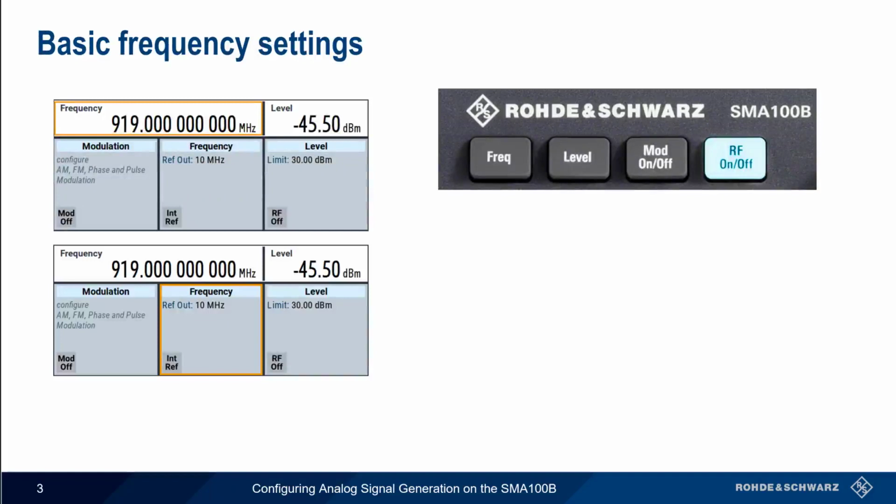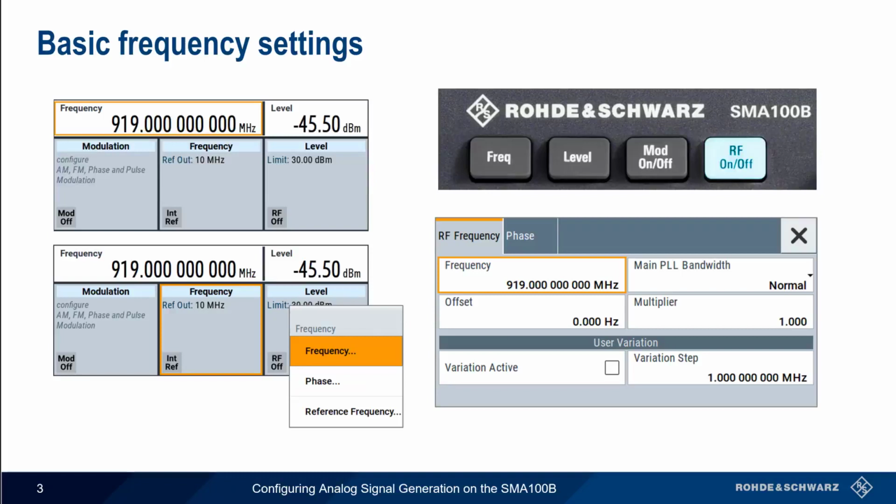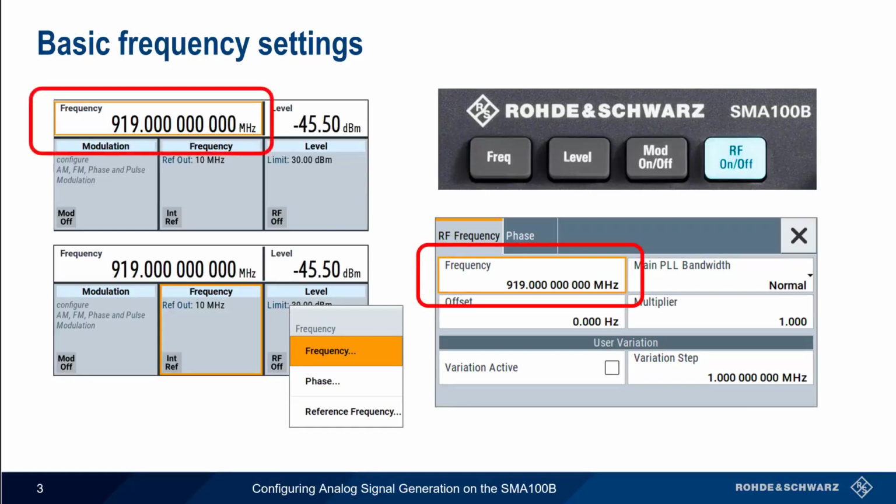The two most important settings in signal generation are frequency and level. The frequency of the SMA output can be set by using the frequency hard key, by clicking on frequency in the status bar, or by clicking on the frequency tile and choosing frequency from the menu. The frequency entered in the RF frequency menu is always the same as the frequency coming out of the front of the SMA, but as we're about to see, the frequency shown in the status bar may change based on so-called offset and multiplier parameters.